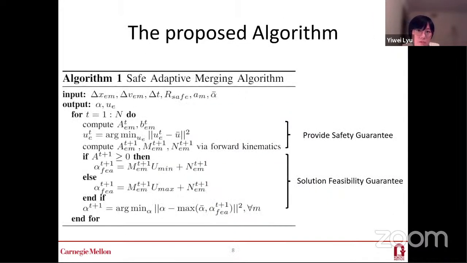And here's our proposed algorithm. Since this is a stepwise optimization problem, at each step we first optimize our control input U to provide the safety guarantee. And secondly, we optimize over the driving strategy alpha to provide the solution feasibility guarantee for the next step.